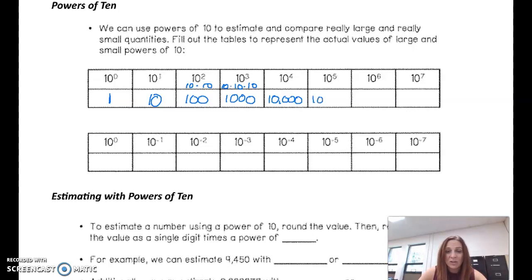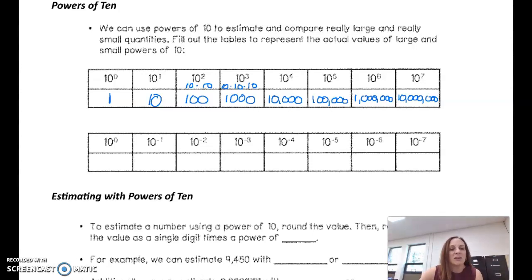10 to the fifth is 100,000. If we were to multiply 6 tens together, 10 to the sixth becomes 1,000,000. And then 10 to the seventh would be 10 million. And we could keep going, but we're going to stop there. So again, remember, this just means 4 tens multiplied by itself. Now you can start to look here, and this only works for tens, but you can see 10 to the second, it's a 1 followed by 2 zeros. 10 to the third, a 1 followed by 3 zeros. And that pattern holds true for tens, but only for tens.